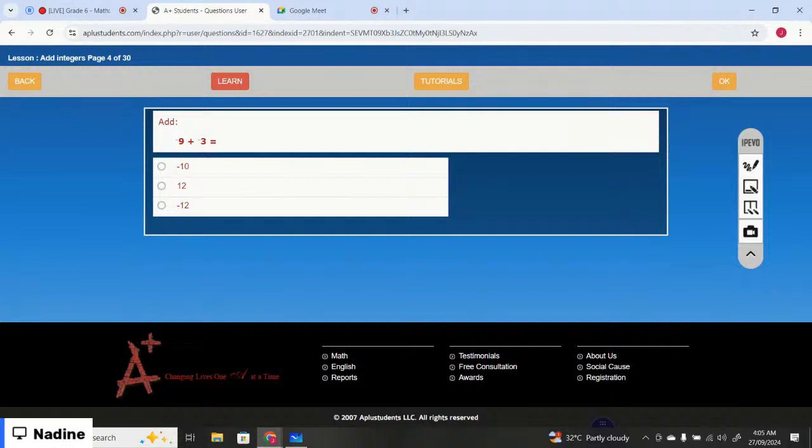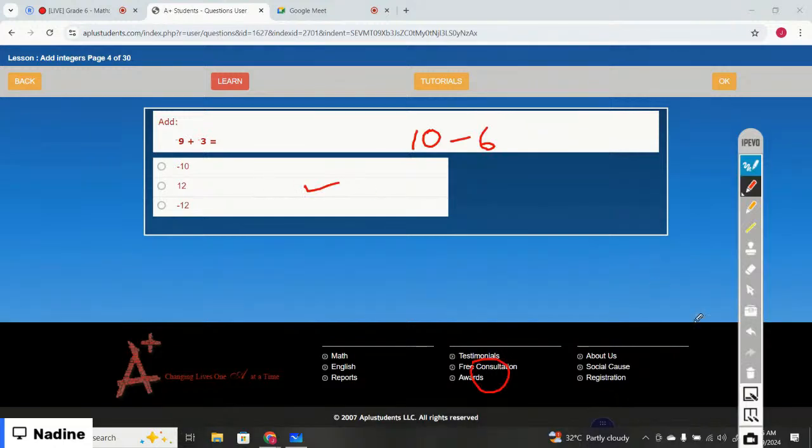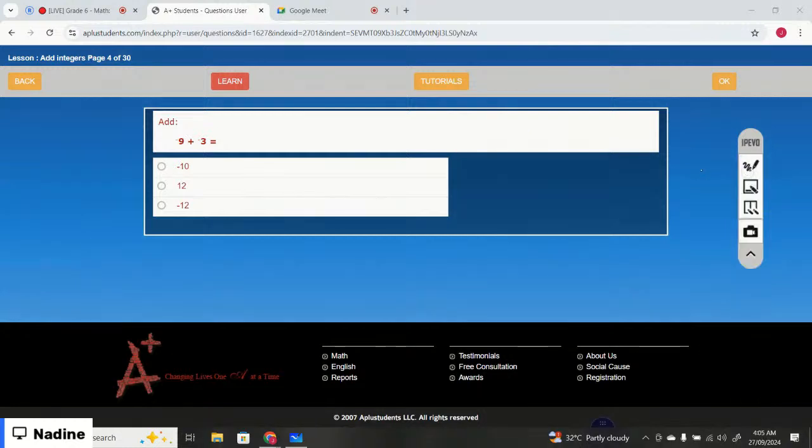Negative 9 plus negative 3. So which is the correct option? You are adding two negative integers. You need to add them. 9 plus 3 makes 12, but with a negative sign. So the correct option is option number 3. That is negative 12, right? The correct option is negative 12.